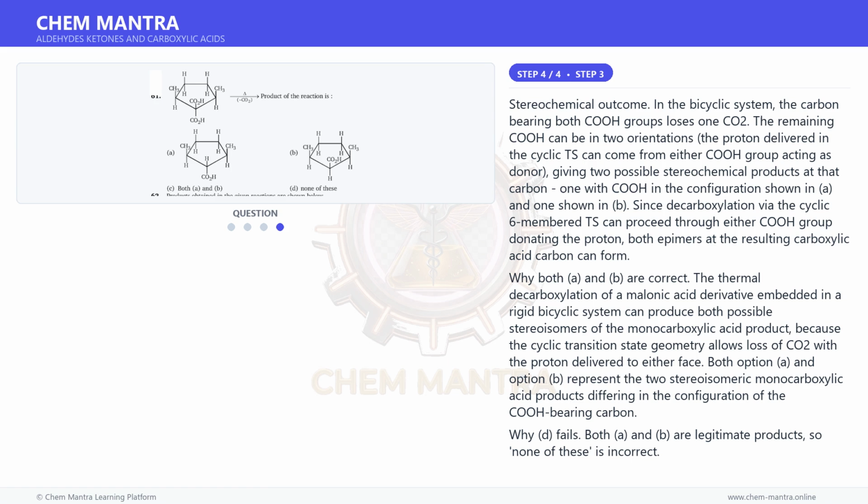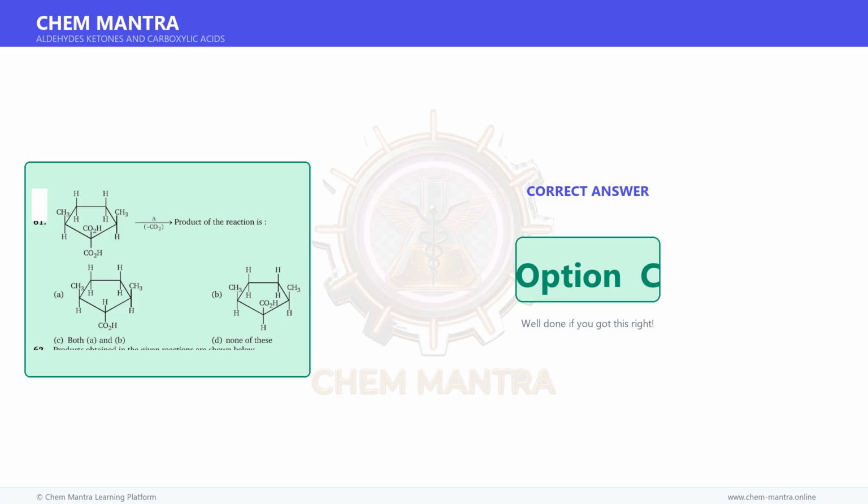Both A and B are legitimate products, so none of these is incorrect. Therefore, the correct answer is C. Therefore, the correct answer is option C.